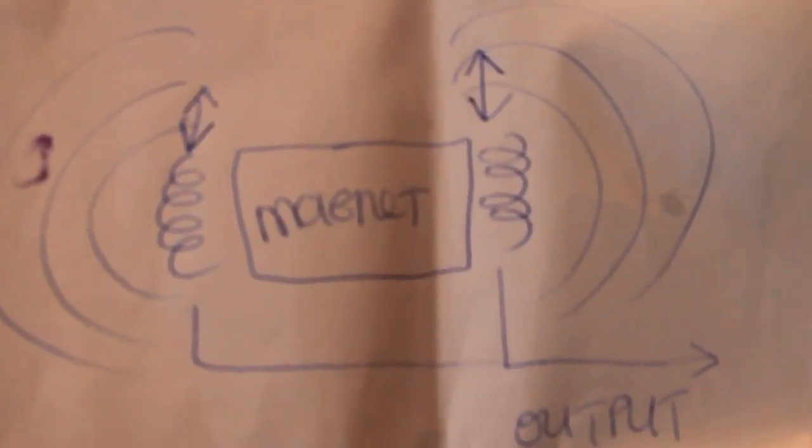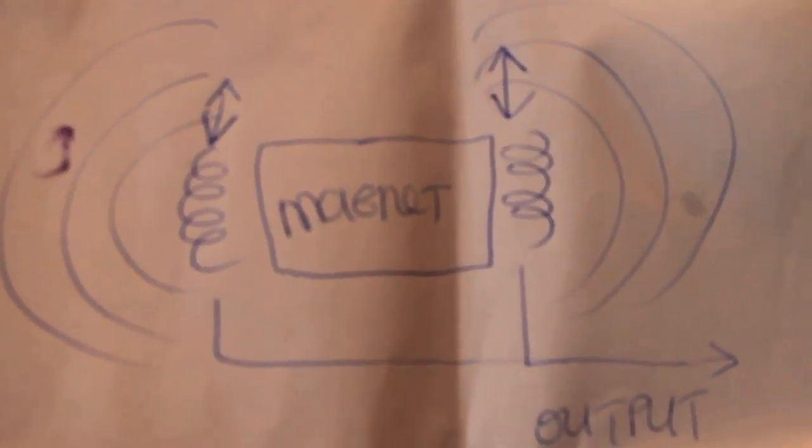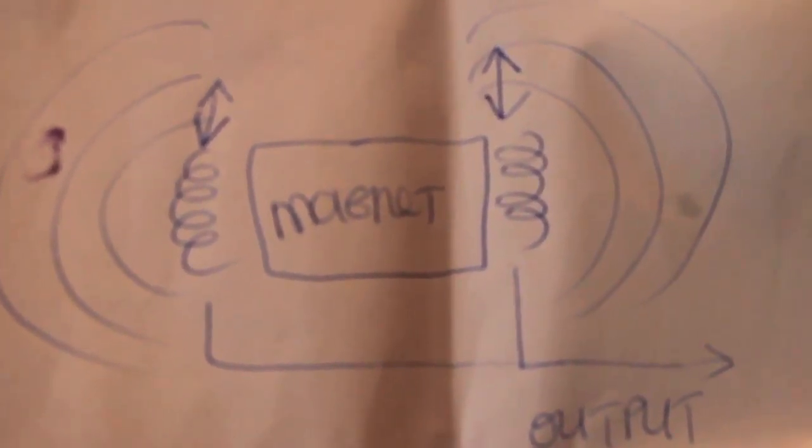Now, magnetic flux looks something sort of like this. So the magnet is giving off rings, and the coil going up and down cuts through it and creates an output. So sound, as I speak, enters through here, moves the coils, and creates an output.